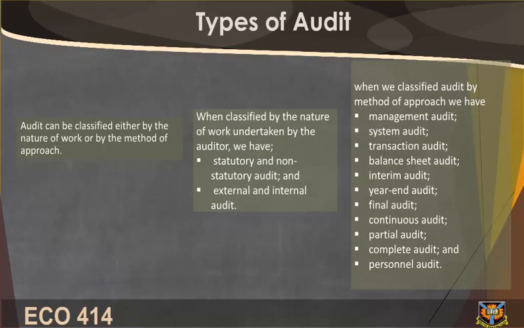Types of audit. Audit can be classified either by the nature of work or by the method of approach. When classified by the nature of work undertaken by the auditor, we have statutory and non-statutory audit and external and internal audit. When classified by method of approach, we have management audit, system audit, transaction audit, balance sheet audit, interim audit, year-end audit, final audit, continuous audit, partial audit, complete audit, and personnel audit.